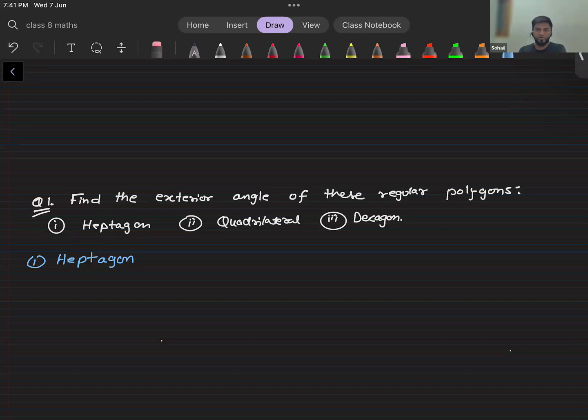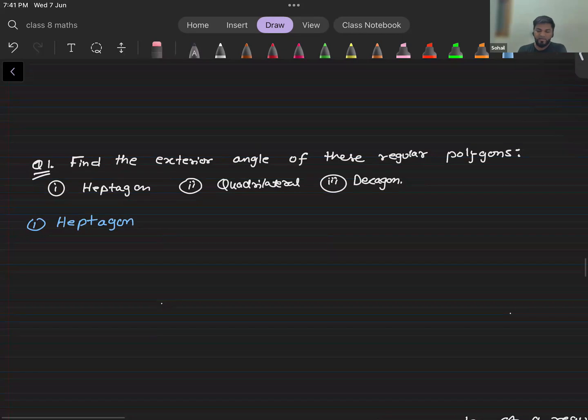Okay, Arhan, I got your answer. So is it correct? But it is not correct here. Find the exterior angle of these regular polygons. It is supposed to be in decimal. Okay, it is close to being correct. Or you can just write your answer in fraction.